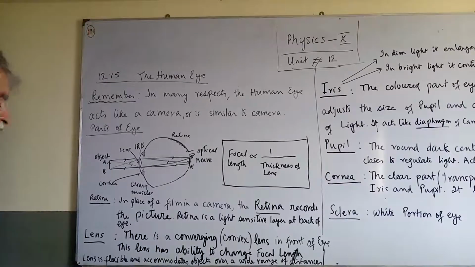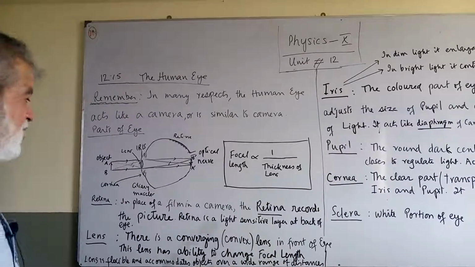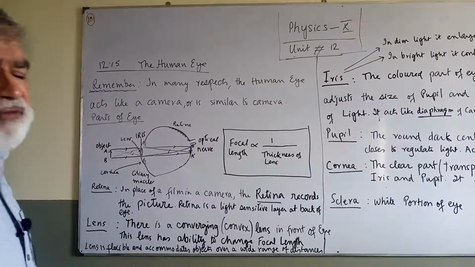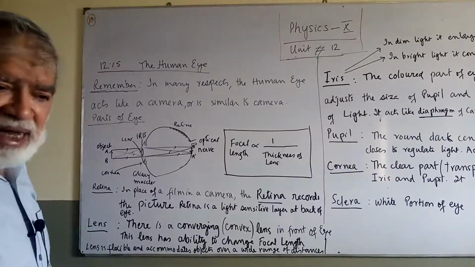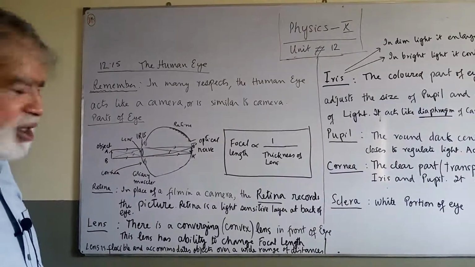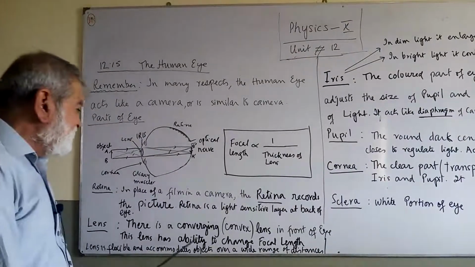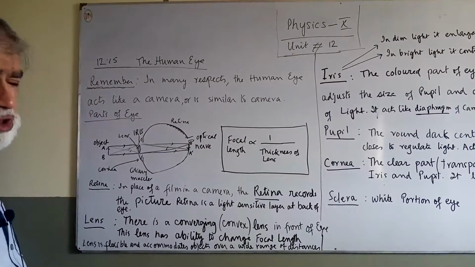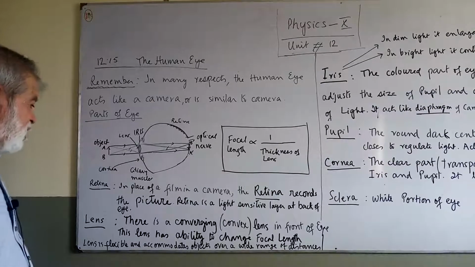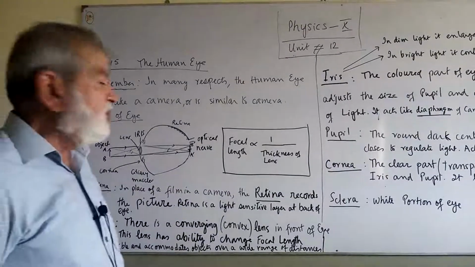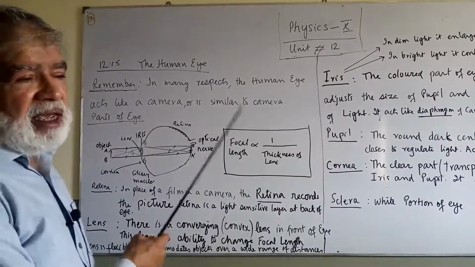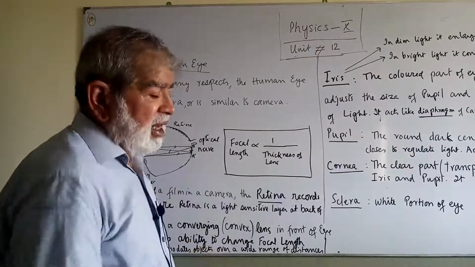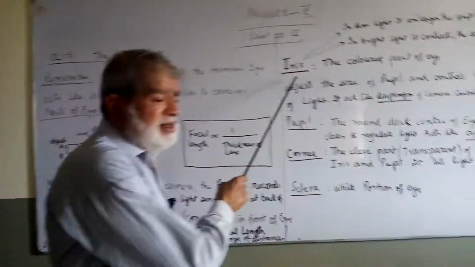Okay, the next is the lens. It has a lens just like a camera has a lens. It's a convex, converging lens in front of the eye. This lens, of course, is different from the camera lens in that it has the ability to increase or decrease its focal length. The lens is flexible, meaning it can change itself. It can change its focal length and accommodate objects over a wide range of distances. And I gave the formula that the focal length is inversely proportional to the thickness of the lens, and according to that it controls. The next part is the iris.